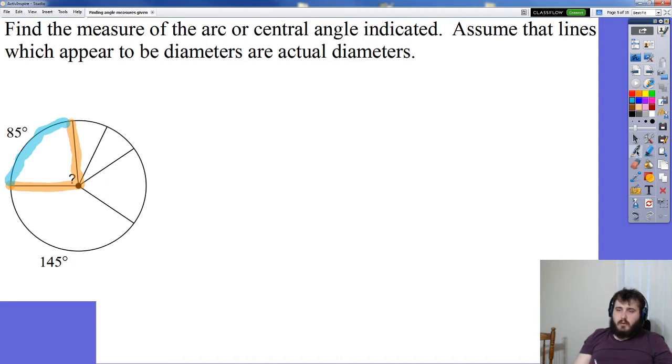Also 85. But Mr. Webster, you say, why is this thing here? To distract you. It's there to distract you. Don't worry about it. Cross it out. It is useless. It has nothing to do with the problem. Isn't that nice? You can just take something and get rid of it. You don't even need it. It's like it was never there. Here is your answer. 85 degrees is how open this angle is. 85 degrees is how far around the circle the corresponding arc goes.